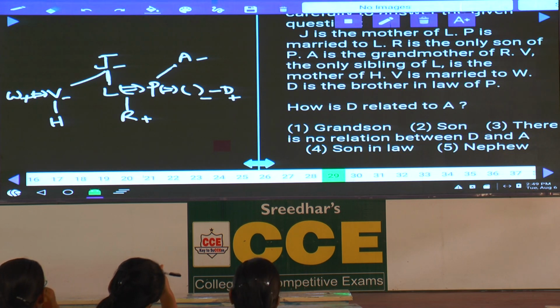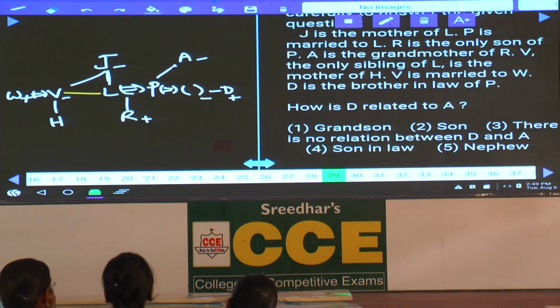V is the only sibling of L means V and L, there is no child here. L is the mother of whom? V is the only sibling of L. E is the mother of H. Now this V is the mother of H. V is married to W.